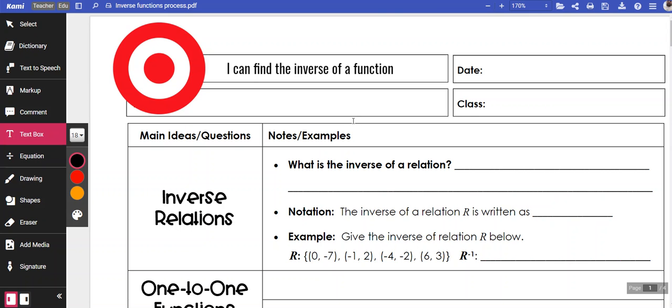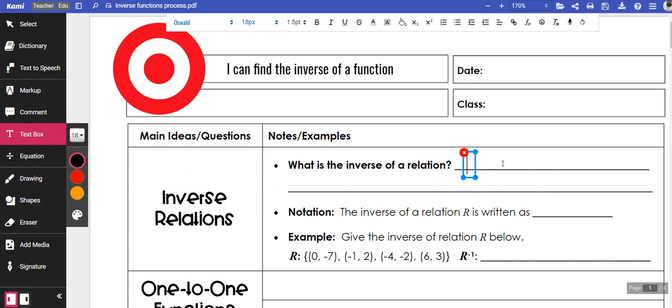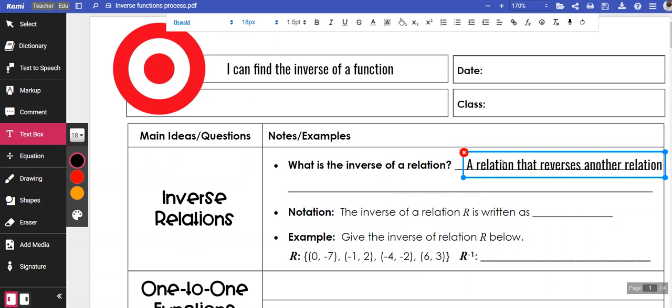So today I want to talk about the last concept that we have for unit number two, and that's finding the inverse of a function. Basically, an inverse reverses another relation. So what's the inverse of a relation? Well, sometimes it's a function, sometimes it's not. It is a relation that can be a function that reverses another relation. Right? Makes sense.